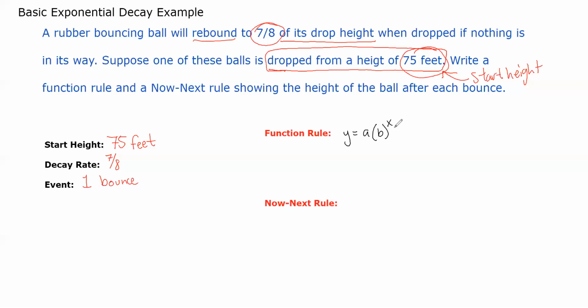In this case, y and x will remain the same. We'll have y equals our start height of 75, and then we have the decay rate of 7/8 with an exponent of x. And quickly, let's go through and label these parts again so we don't forget. We have 75 is our start value, and 7/8 is the decay rate.